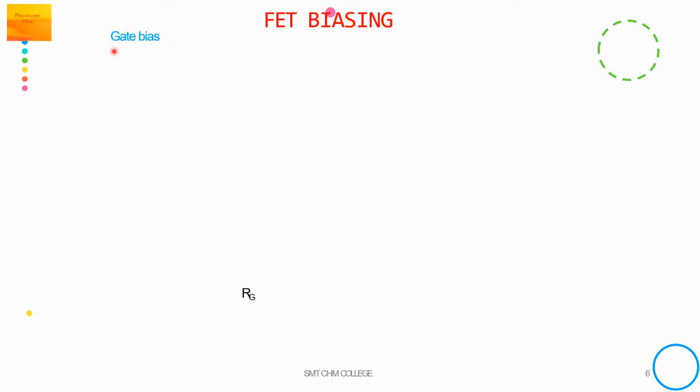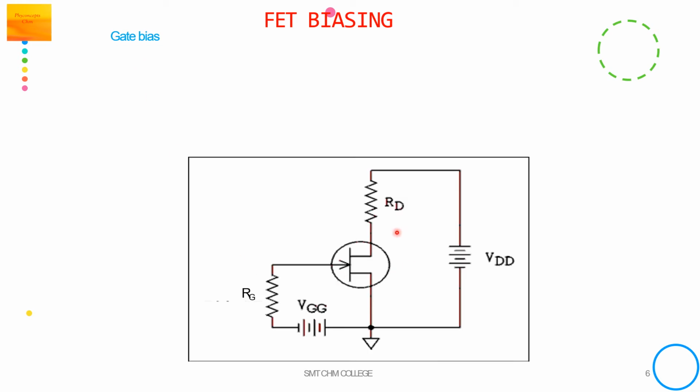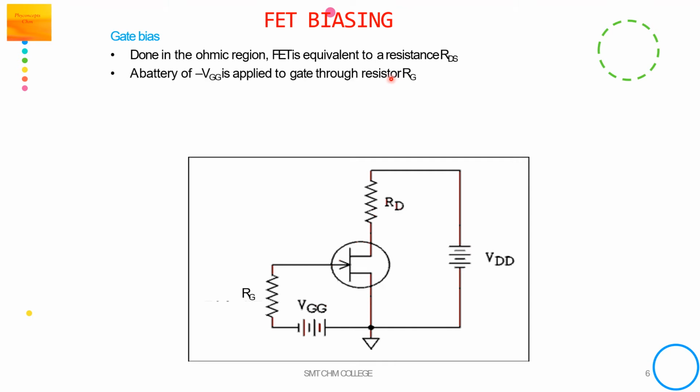First type of biasing is called gate bias. This is the circuit diagram. Now this kind of biasing is perfect for the ohmic region. Here the FET is equivalent to a resistance RDS. A battery of minus VGG is applied to the gate through the resistor RG. This is the supply VGG.